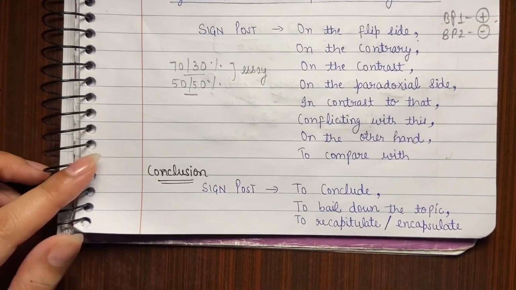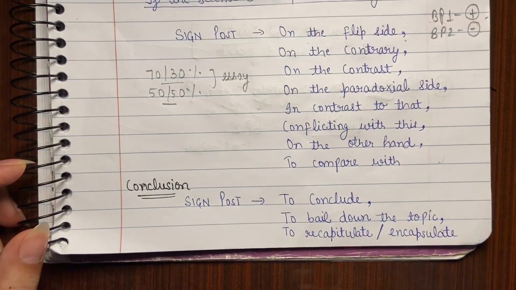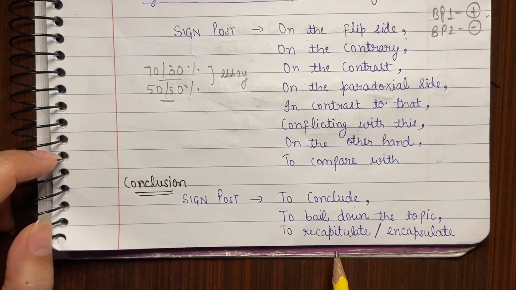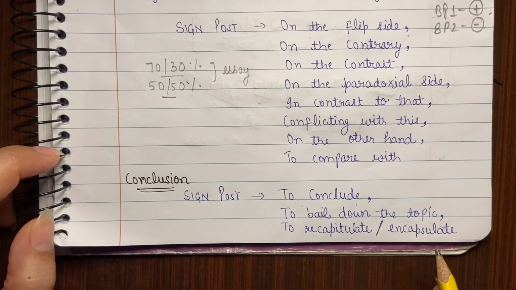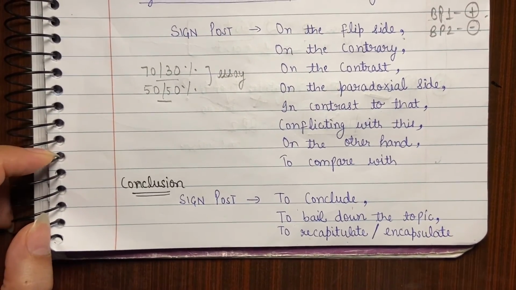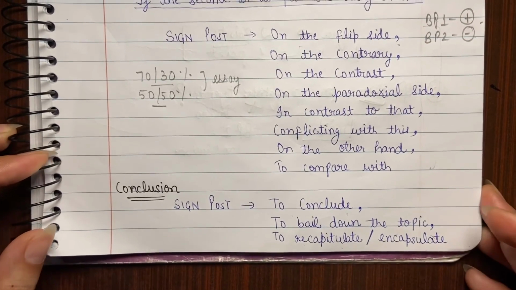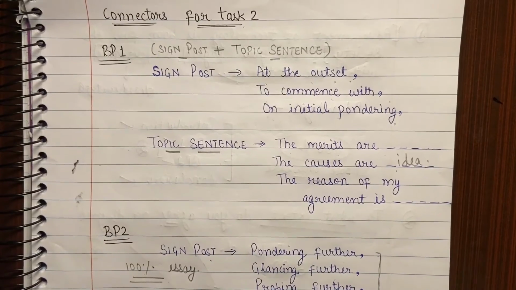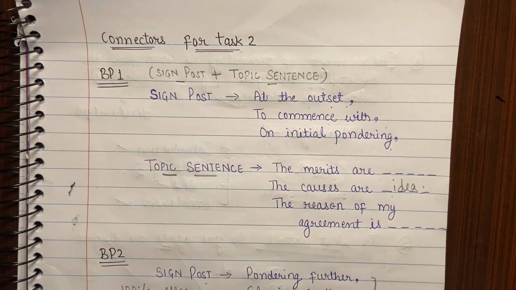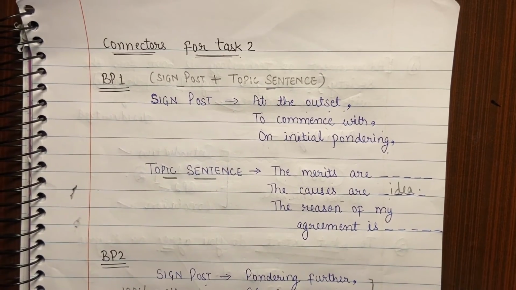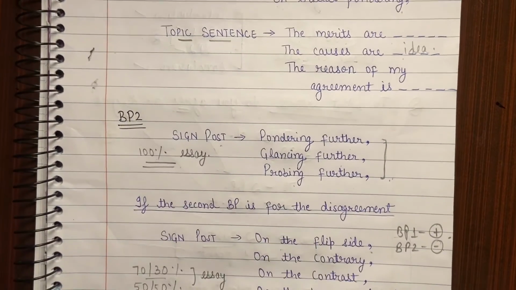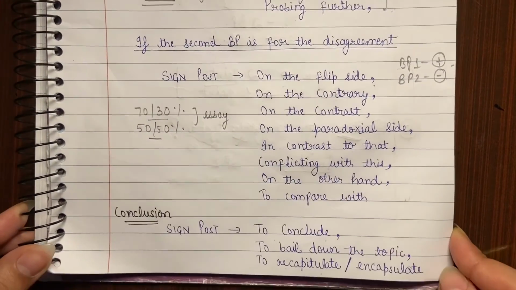Next comes the signpost for the conclusion. You will use to conclude, to build down the topic, to recapitulate, to encapsulate. So these are the signposts, or you can say the connectors, for writing the conclusion. These all are used so that the examiner understands that you have understood the topic, and the examiner is able to score you high bands. So please try these signposts and the topic sentence to score high bands in writing.